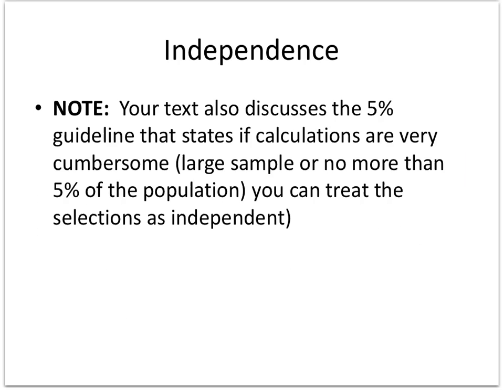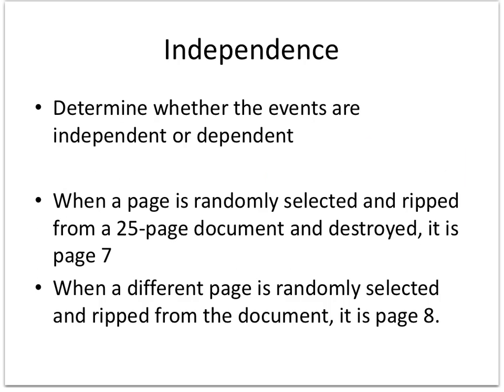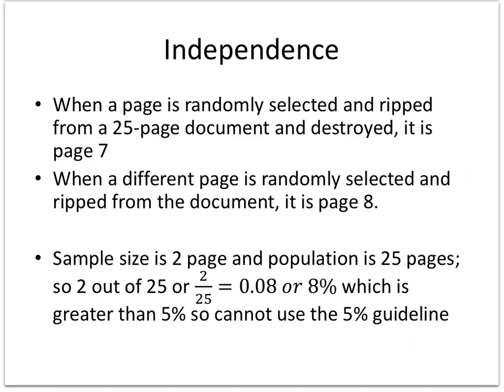Now your textbook mentions this 5% guideline. Basically what this says is if you have a large sample and what you're looking at is no more than 5% of the population, you can just simply treat it as independent. Let's look at an example and test that. It says when a page is randomly selected and ripped from a 25-page document and destroyed, it is page 7. That's one event. The second event is when a different page is randomly selected and ripped from the document. It is page 8.